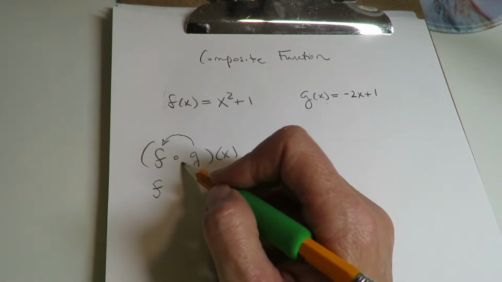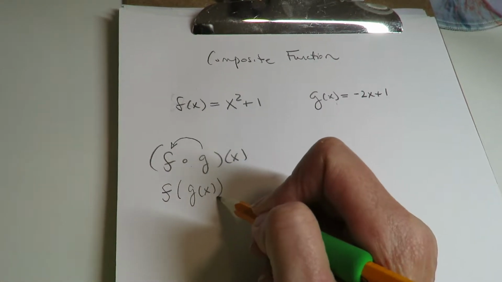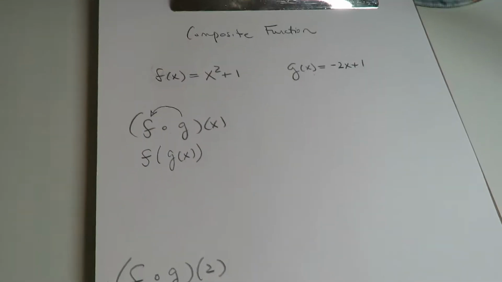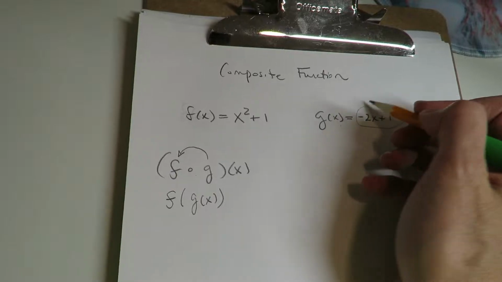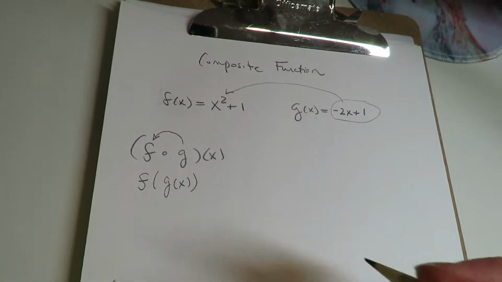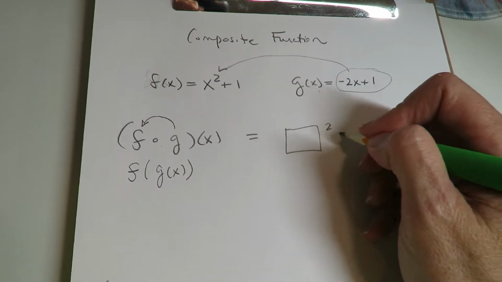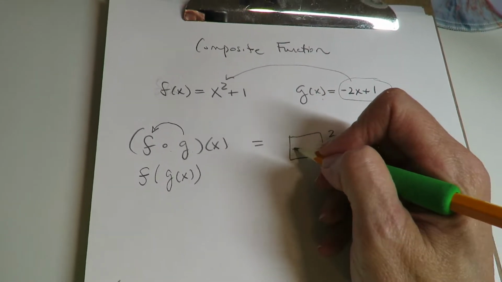So this is read f composite g of x. We're going to put g into f. So we're going to take all of g and we're going to put it into f where the x is. So where the x is, I'll put a box. So something squared plus 1. I'm going to put the g in there.